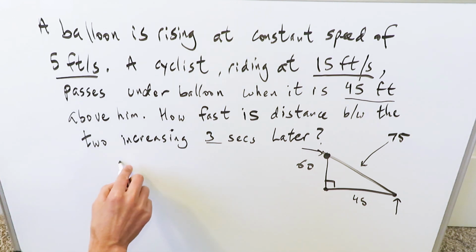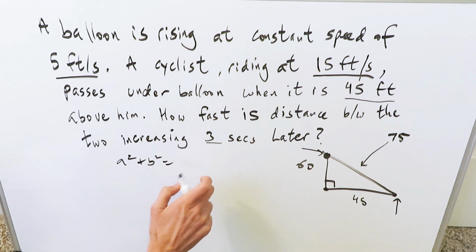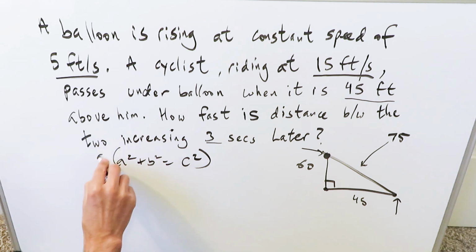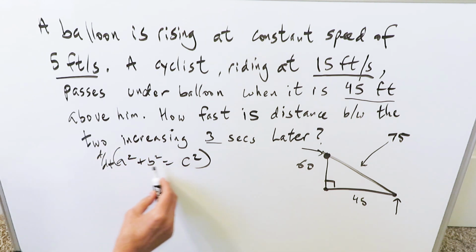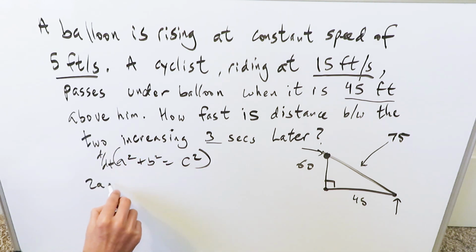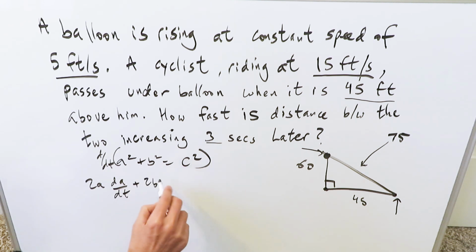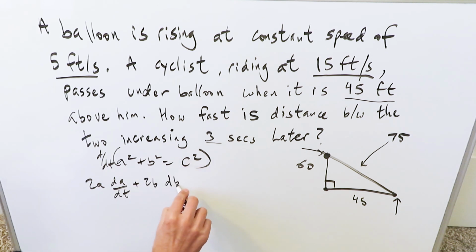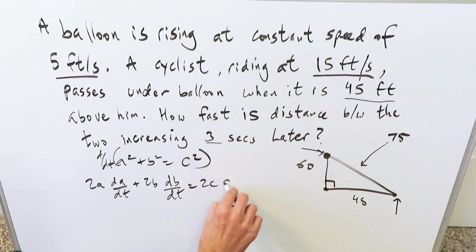What is our basic equation? It's a squared plus b squared is equal to c squared. When we apply the rate of change with respect to time and the derivative of these variables, you have 2a times the rate of change of the a variable with respect to time, plus 2b times the rate of change of the b variable with respect to time, is equal to 2c times the rate of change of the c variable with respect to time.